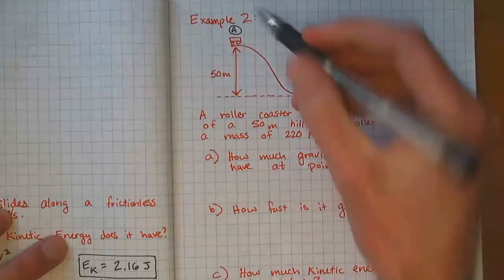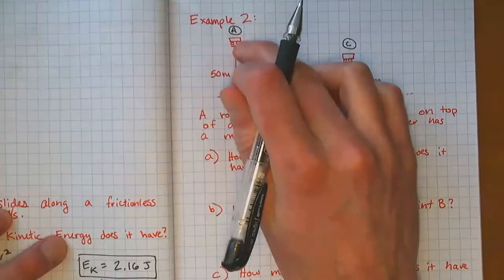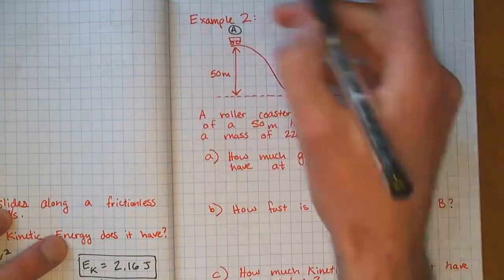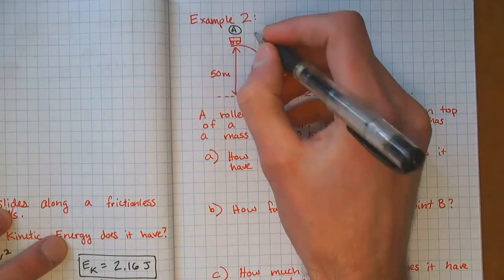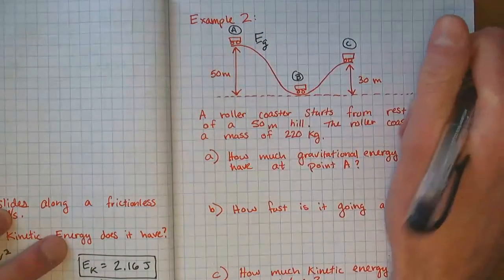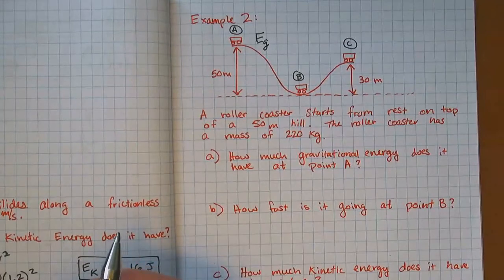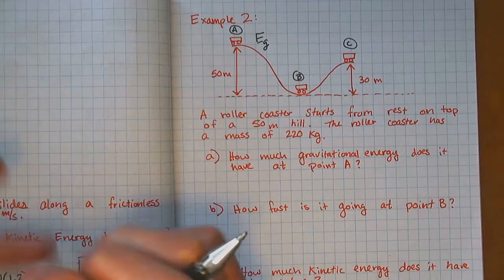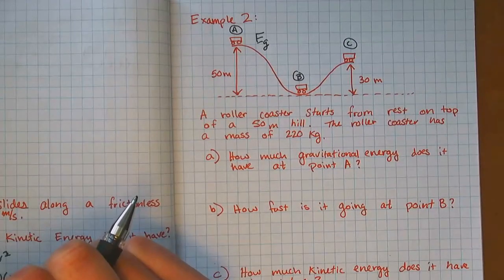Okay, so first up, let's just take a moment and think about the types of energy that we have at each point. We're going to start out up here, and it has just gravitational energy, and that's it. It's up high, so that tells us that it has gravitational energy. It is not moving, right? So the velocity is 0.